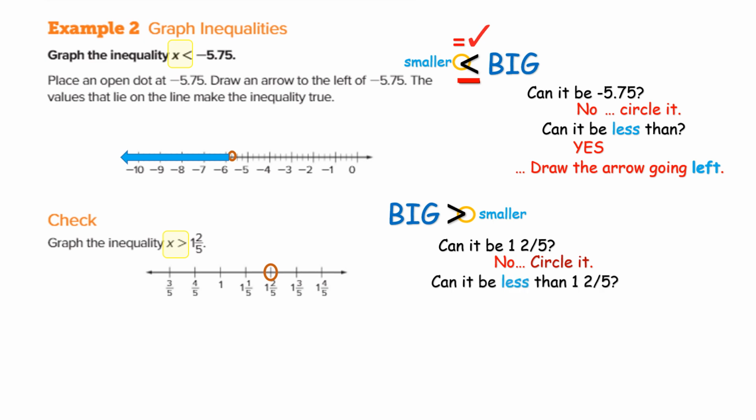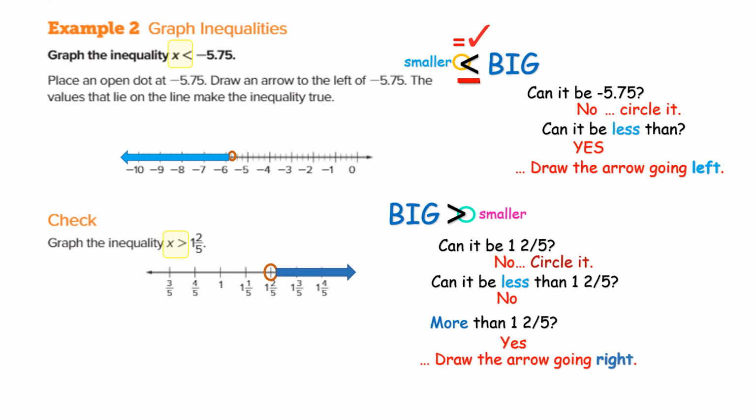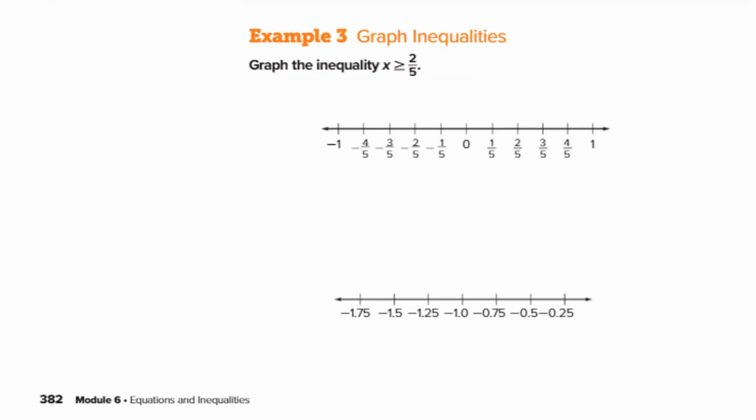And then I ask, can it be less than? Well, no, because the arrow is pointing to the 1 2/5. So that has to be my smallest number. Since that's a no, then I'm going to ask my last question. Can it be more than? Can it be bigger? Can it be greater than 1 2/5? That's a yes. So I know I'm going to shade to the right. Each and every time these will be solved the exact same way.